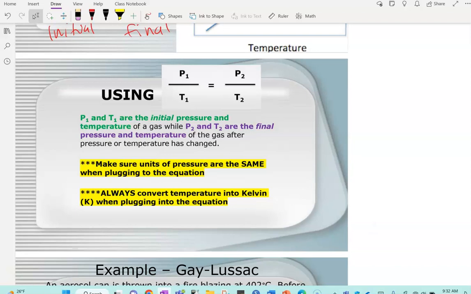All right, again, like I said, P1 and T1 are the initial conditions. Make sure that if you have two variables, this is the situation at this point in time. Those two variables go together. And then P2 and T2, there's been some type of a change. Now we are going to look at those conditions afterwards.